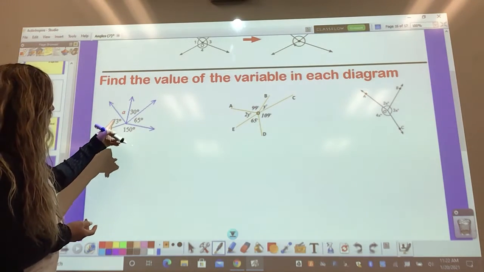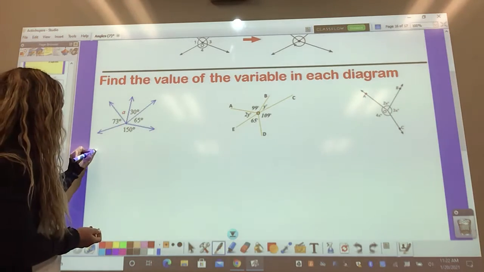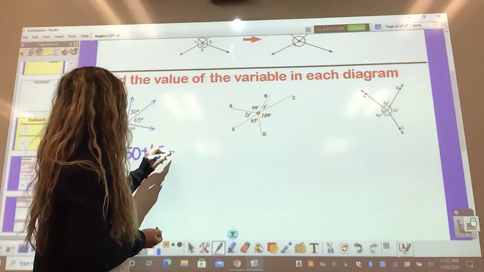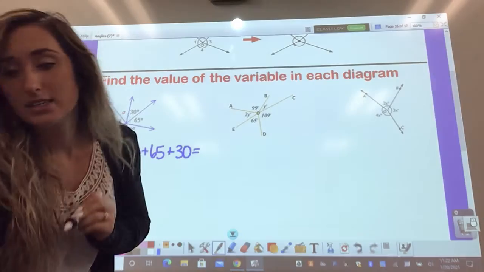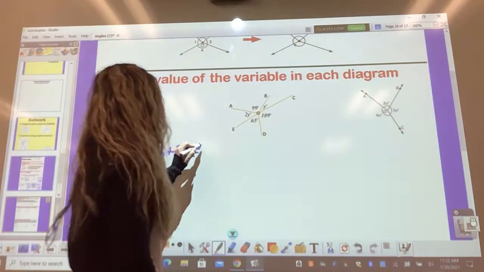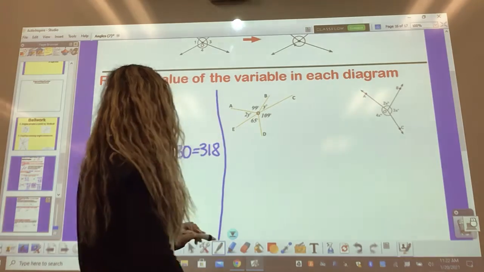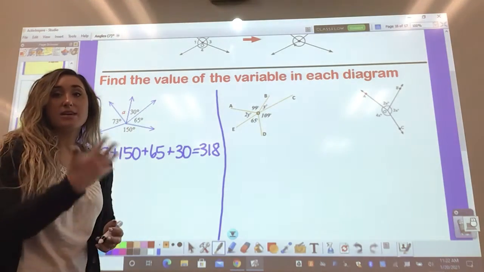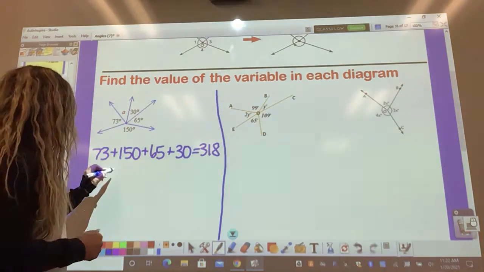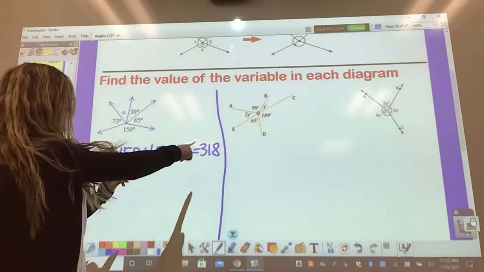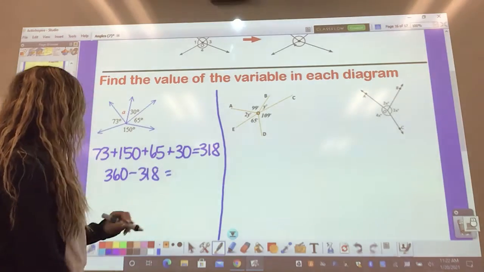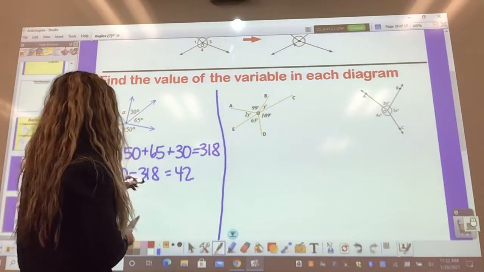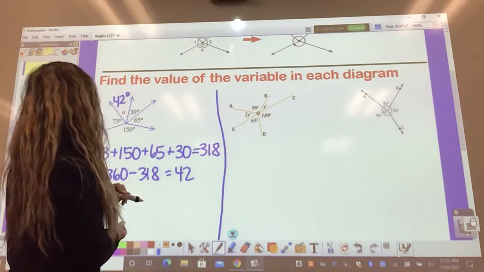Okay, all of these added together equal, let's find that out, 73 plus 150 plus 65 plus 30 equals, I did that over here, 318. So all of those added together equal 318. So this angle A needs to get me up to 360 degrees. So what I can do is take 360 minus what we already have, and that should leave me with angle A, what I need to have left over, and that would be 42. So angle A would be 42 degrees.